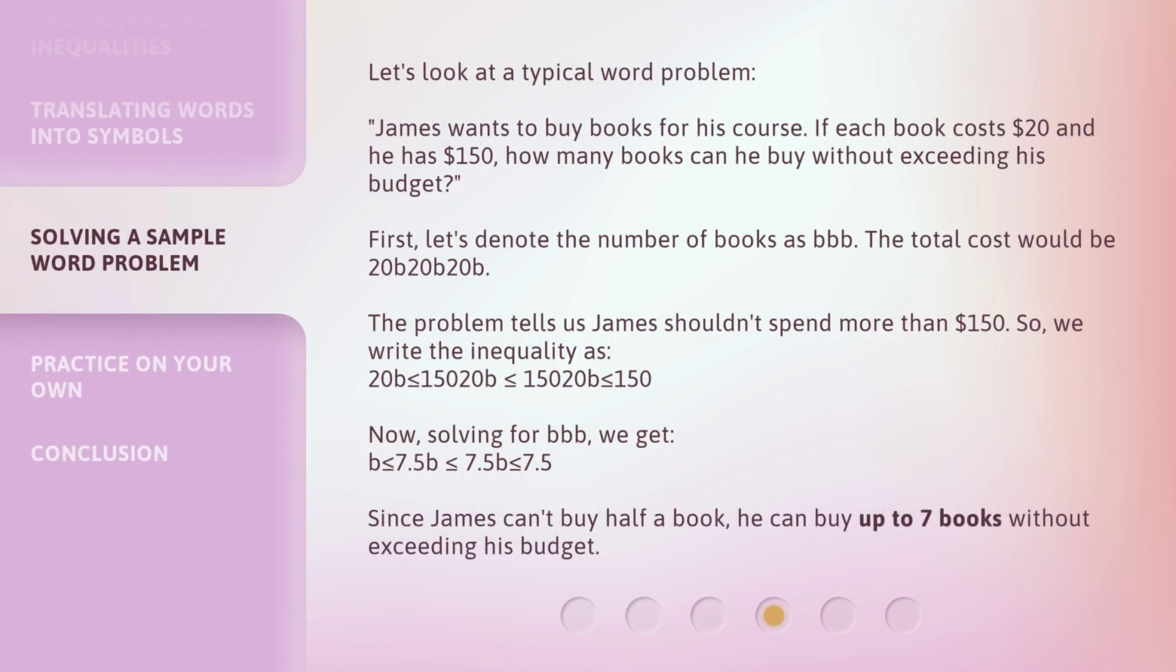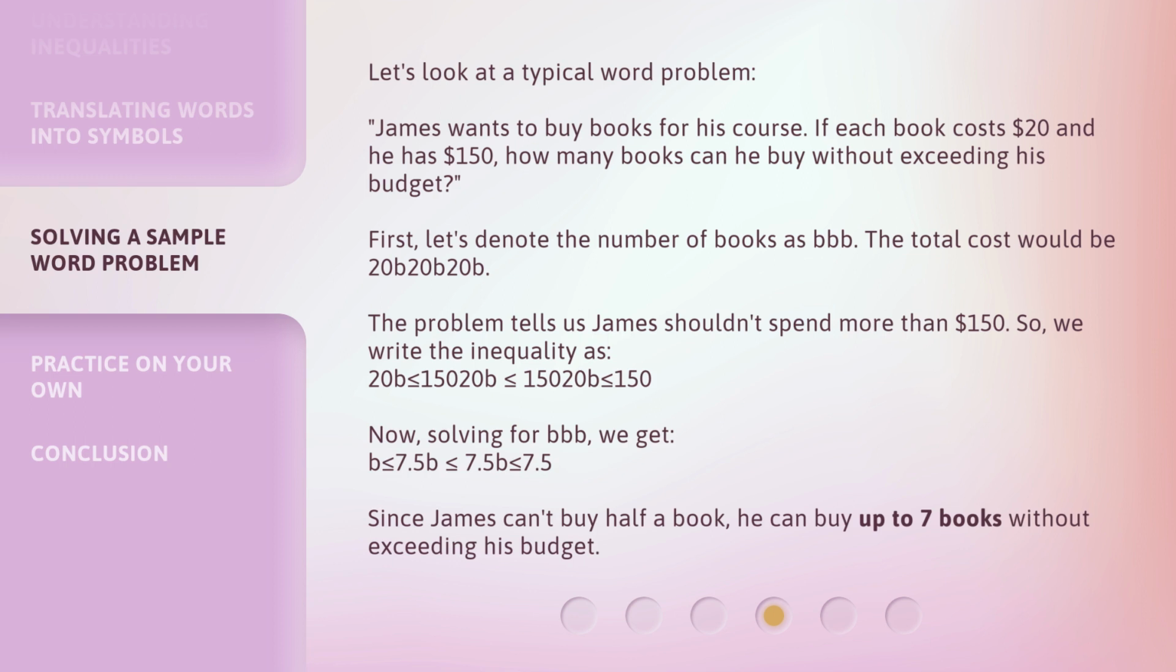Let's look at a typical word problem. James wants to buy books for his course. If each book costs $20 and he has $150, how many books can he buy without exceeding his budget? First, let's denote the number of books as B. The total cost would be 20B. The problem tells us James shouldn't spend more than $150.